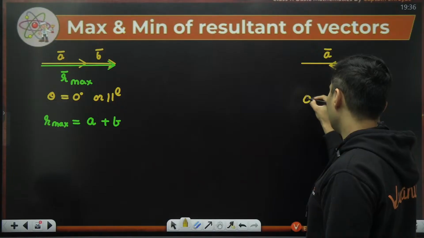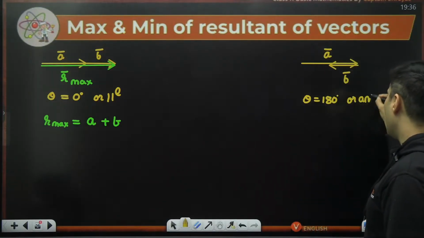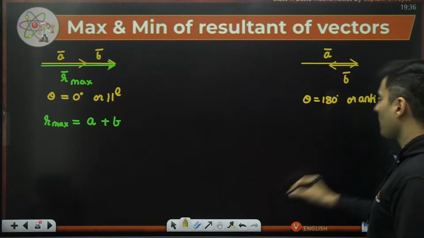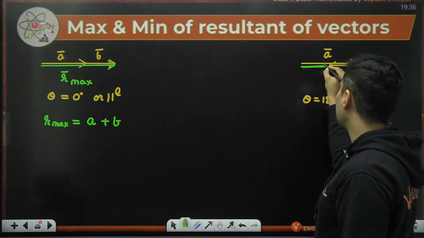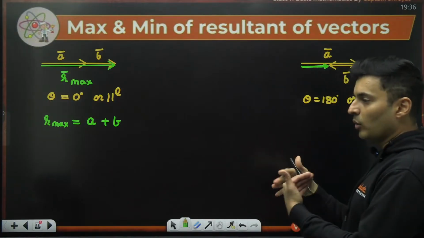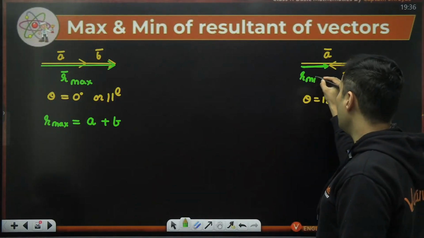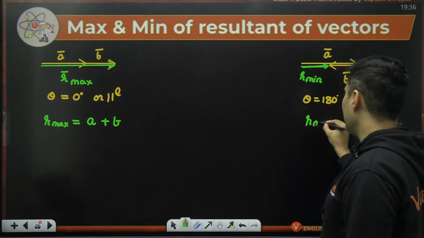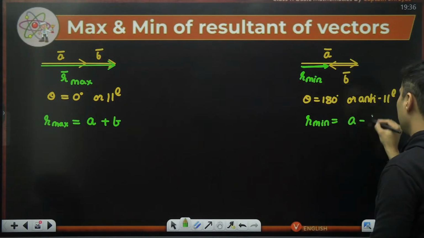The angle between them is 180 degrees, or I can say they are anti-parallel. Then the resultant will be very small. That's the least value because you're opposing. Most of it will be cancelled. This will be the minimum resultant possible, and this minimum resultant will be A minus B.